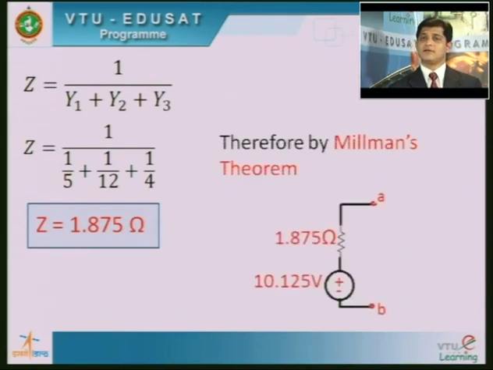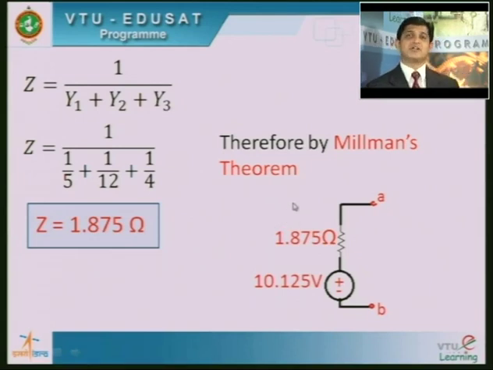Is this. We had 3 branches with some EMFs and some impedances. So we have combined them to obtain one EMF in series with one resistance like this. So this is what Millman's theorem is. But the problem does not end here.